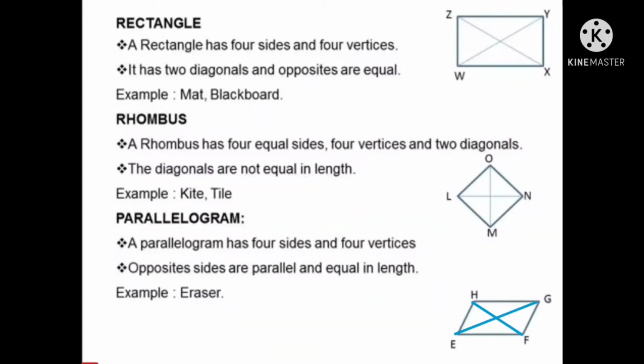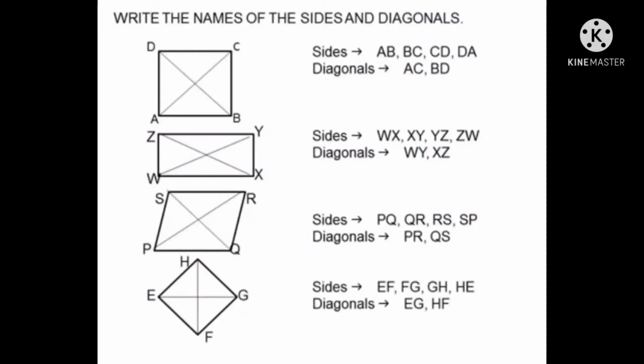Parallelogram. A parallelogram has four sides and four vertices, and it also has two diagonals. Opposite sides are parallel and equal in length. For example, an eraser. Next one is to write the names of the sides and diagonals. We have to write how many sides and diagonals.